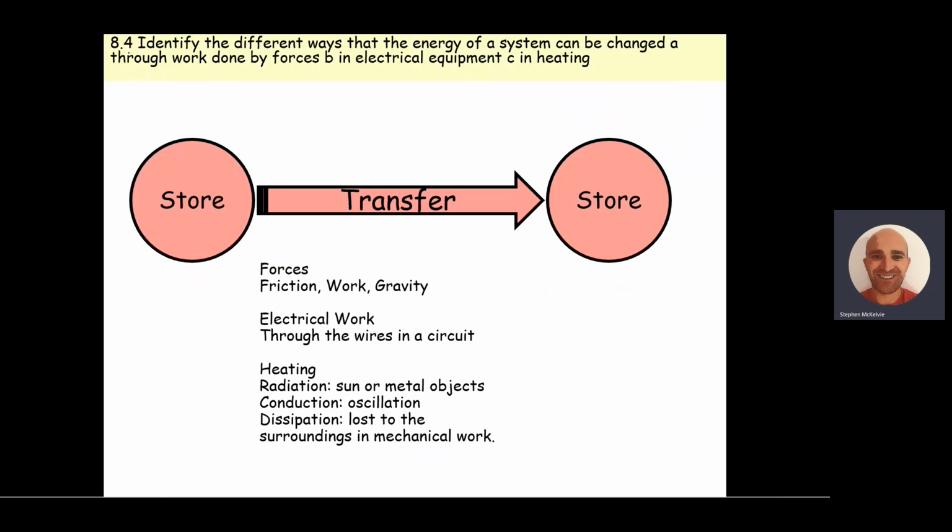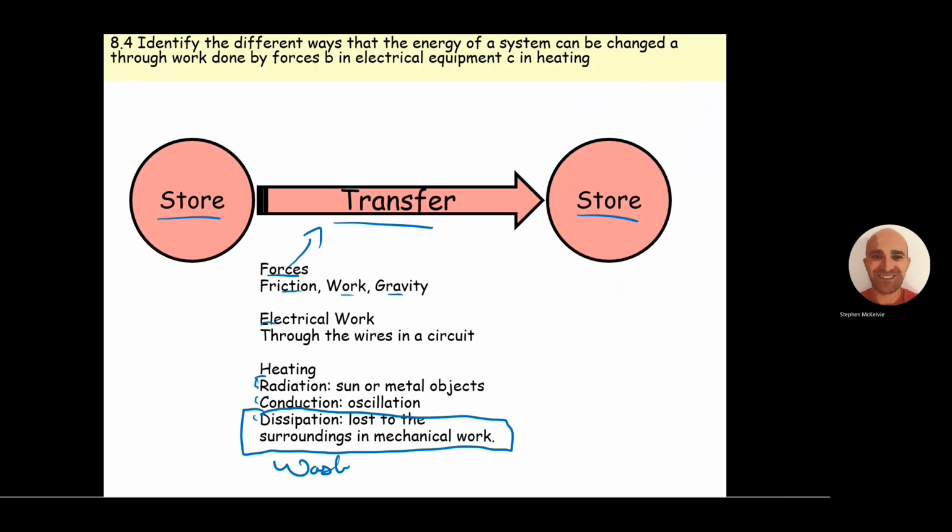Nice and easy, just as a reminder of what we've been saying. We'll start with a store, there will be a transfer, we'll have another store. The only things that can transfer are forces like friction, work, gravity, electrical work, heating, which consists of radiation, conduction, and this is quite a useful little term, dissipation. Dissipation is when heat is lost to the surroundings in mechanical work, and usually as waste. So dissipation, keyword, we'll be stressing it quite a lot as we go through.